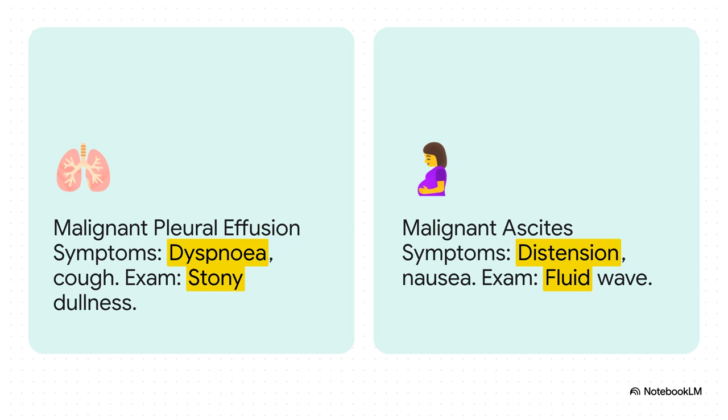The patient gets short of breath, and when you examine them, you hear that stony dullness when you percuss their chest. When it happens in the belly, it's malignant ascites. You see this huge, distended abdomen, and you can get that classic fluid wave on exam.